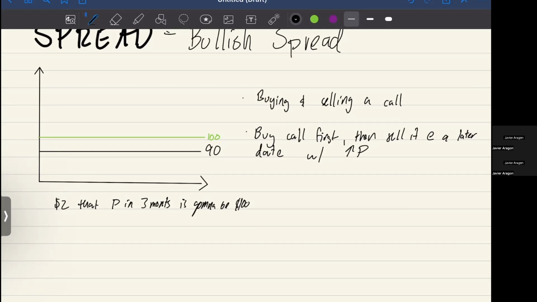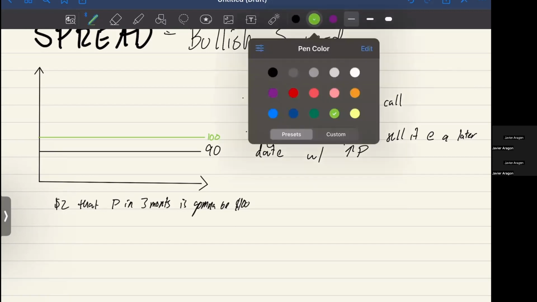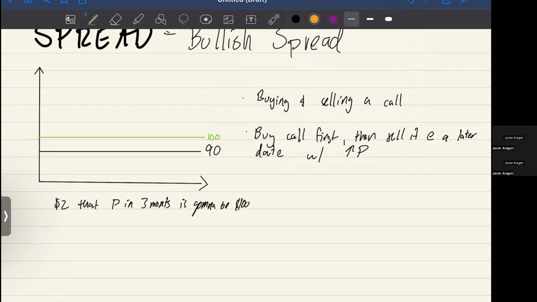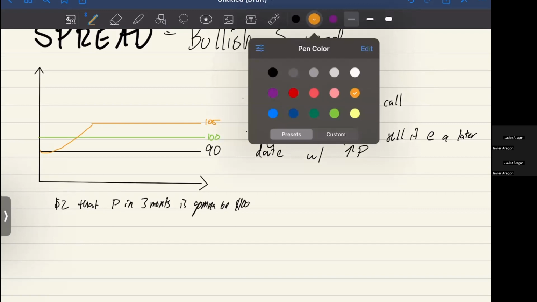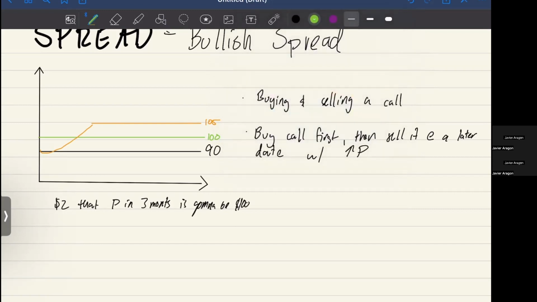So let's use our stock movement. Let's say the stock goes up and it reaches 105. So let's just put this here, 105. You'd go ahead and exercise your option. So you buy at 100, you take into account your bet, but you have your $105. So you made a $3 profit.